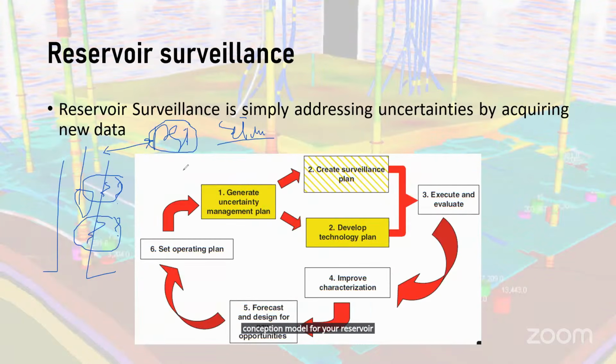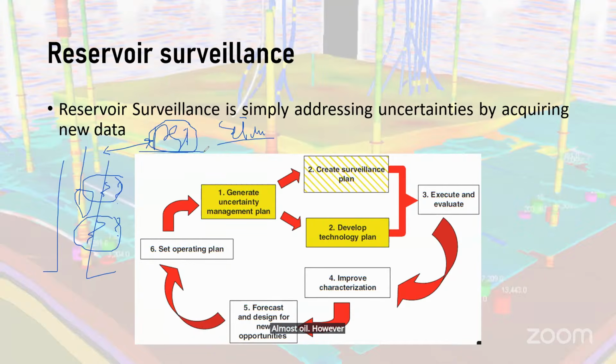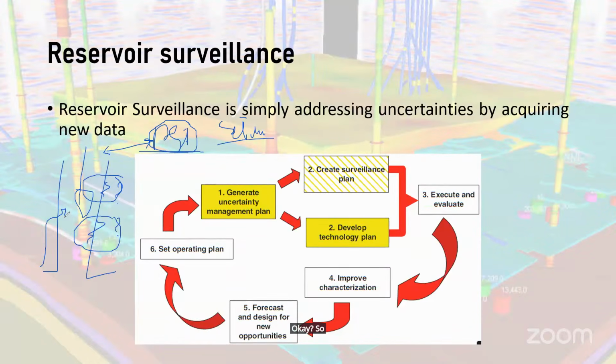For example, under static conditions, the saturation is almost all oil. However, under dynamic conditions, we have production from certain intervals. Maybe that is because of flow behind the casing, which will be indicated by the temperature log. So that is an example of some questions, some uncertainty that we wanted to answer.